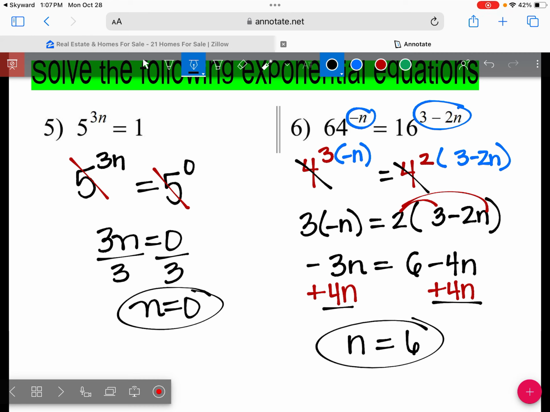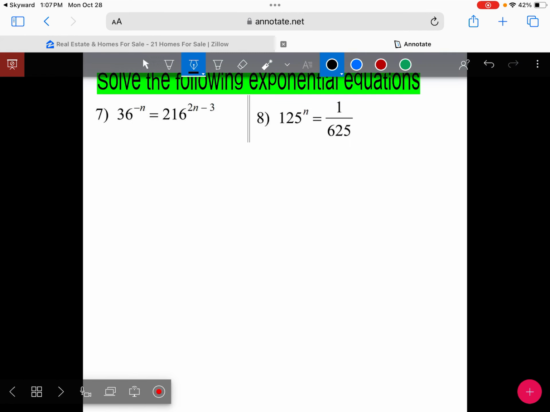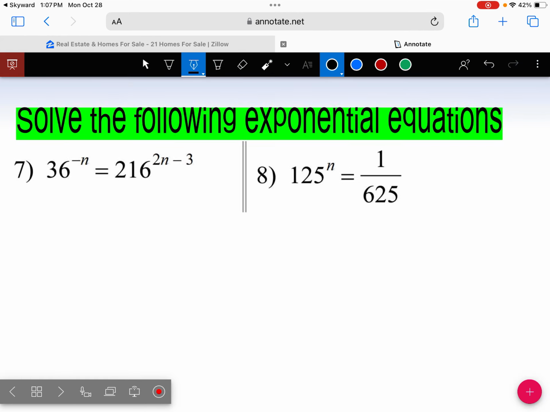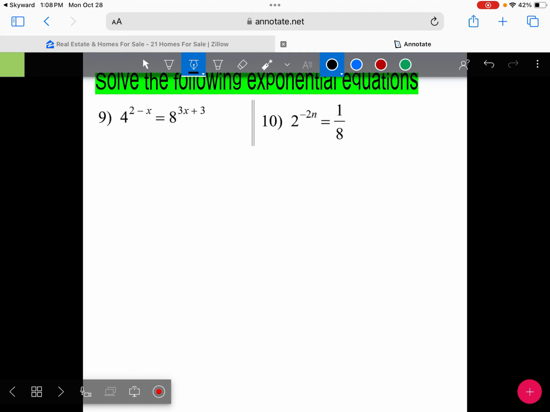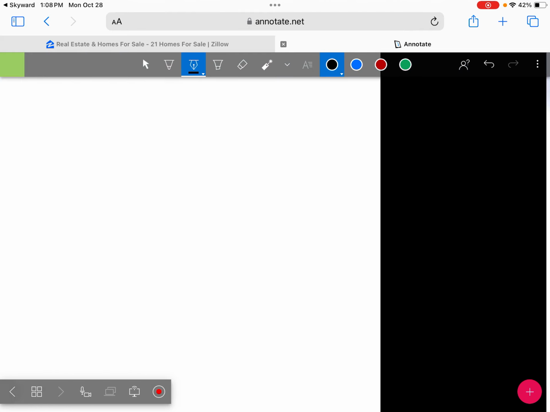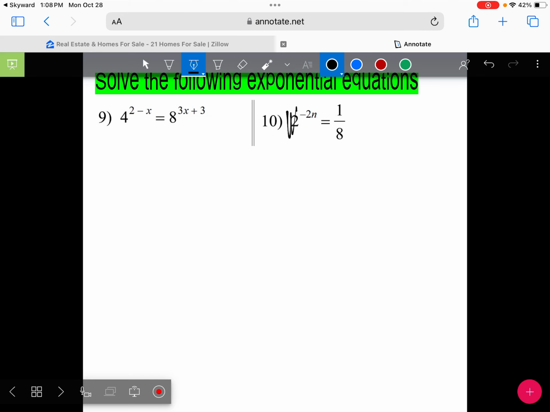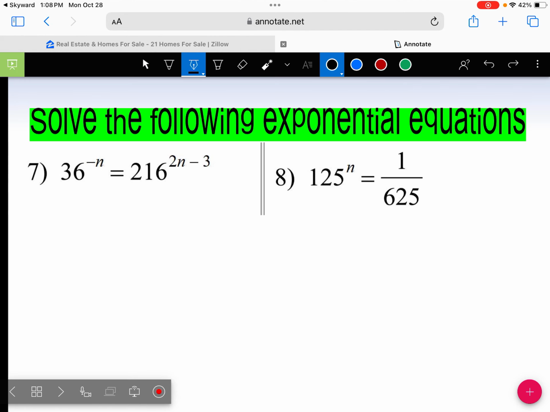So everything we're doing before the quiz, we're only focusing on exponential equations that can be rewritten with the same base. All right, so let's look at these two. Go ahead and copy down 7 and 8. You know, I like all of these. I was going to cut some, but I like them all, so I'm going to keep them all.